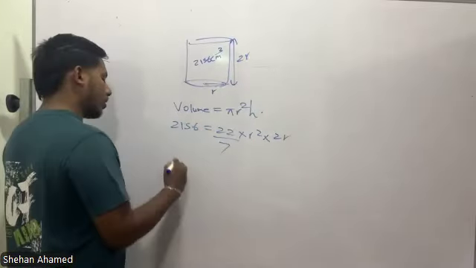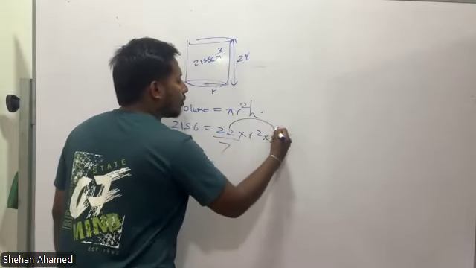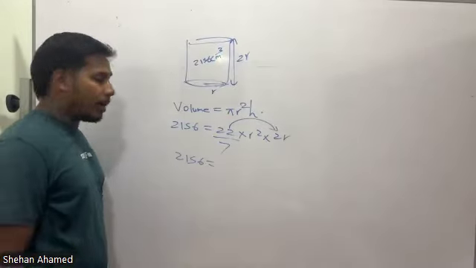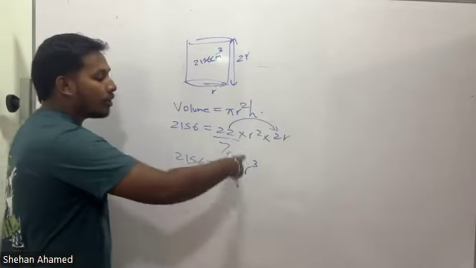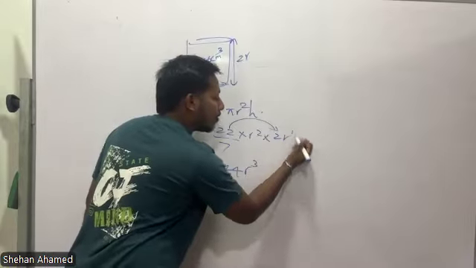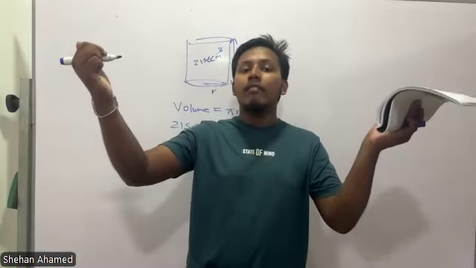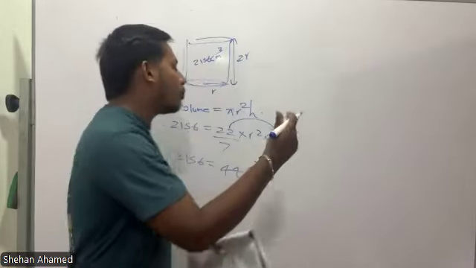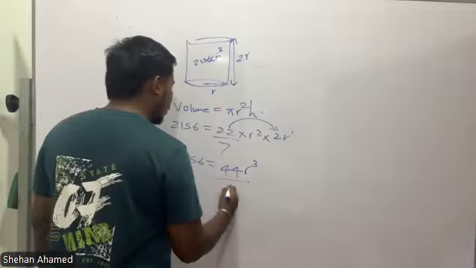2156 is equal to 22 over 7, and you are going to multiply by 2. 22 multiplied by 2 is equal to 44 r to the power 3. How did r to the power 3 come? R to the power 2 is here, r to the power 1 is here. What happens regarding indices? If the bases are equal, the two powers get added. 2 plus 1, 3. Divide by 7.